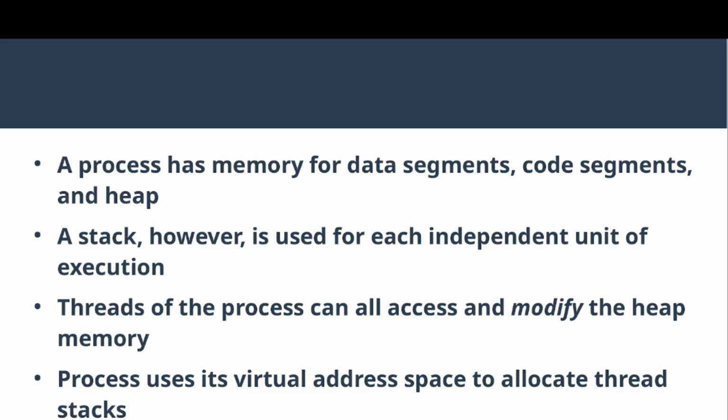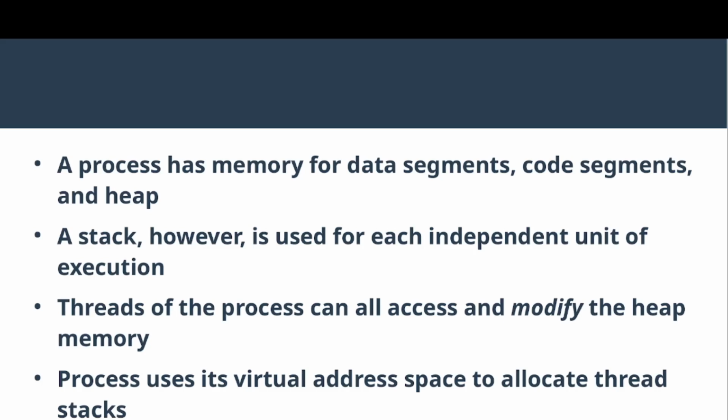Now, threads of the process can all access and modify the heap memory. So again, that shared memory from the process, all of the threads can perform read and write operations on that memory. And again, that gets into synchronization and race conditions that we'll talk about later. So this stuff gets kind of hairy. We'll dedicate lots and lots of videos to it, but this is the big difference between how heap and stack memory is going to be treated when you're working with threads.